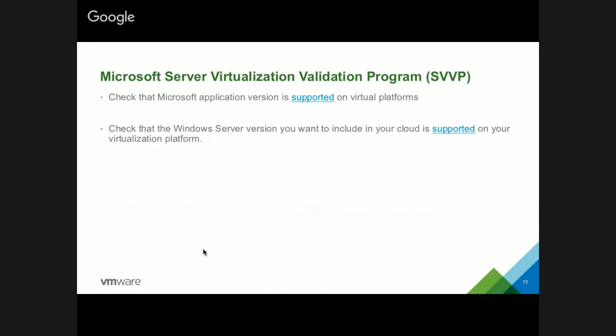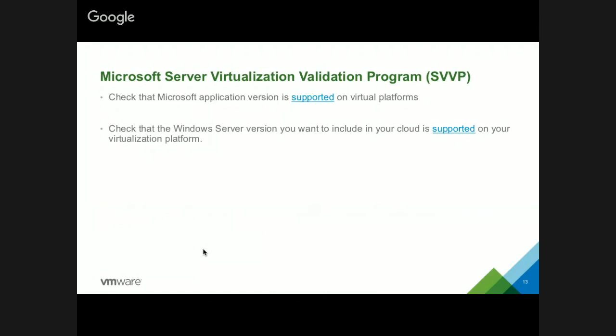Once you have that in place, go ahead and check which Windows or which Microsoft application you want to run in your OpenStack cloud. Some folks are content with SQL Server. Some others want to run Exchange, Active Directory, and so on. And Microsoft actually has a pretty thorough listing of all their applications that are compatible to run on virtualization platforms.